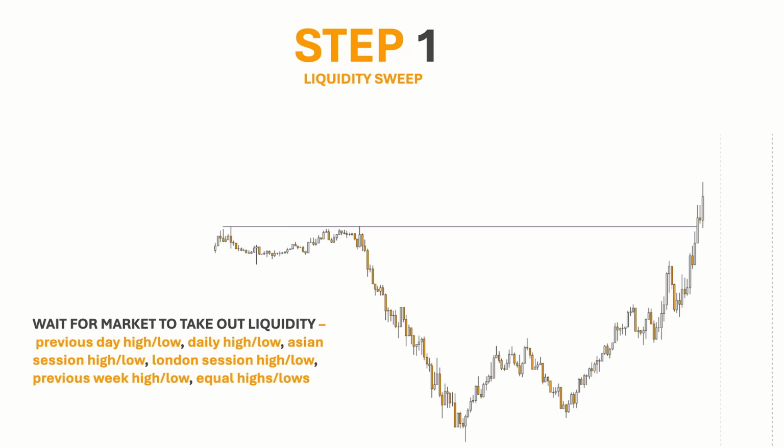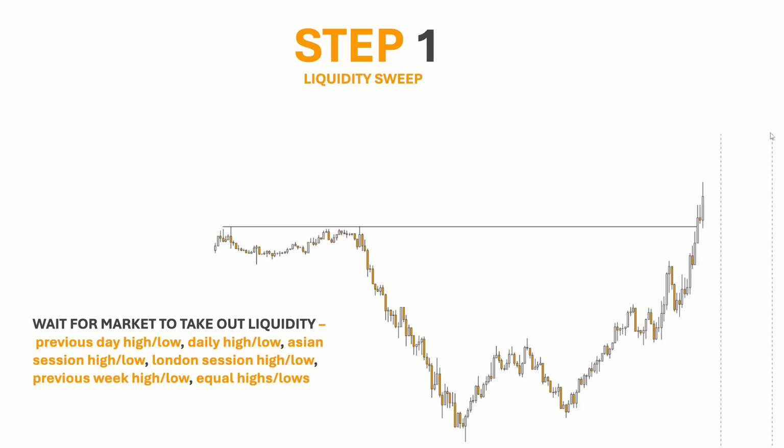So let's move on to our step 1, which is all about the liquidity sweep. So we want to wait for market to take out liquidity, and I've listed quite a few key levels of liquidity here: previous day high, day low, daily high or low, Asian session high or low, London session high or low, previous week high or low, equal highs, equal lows.